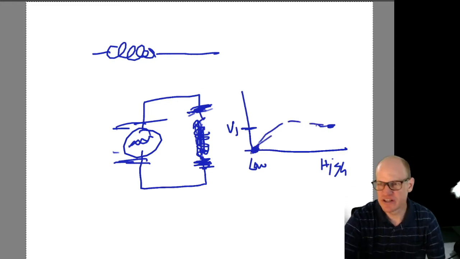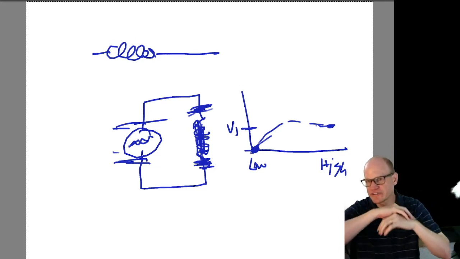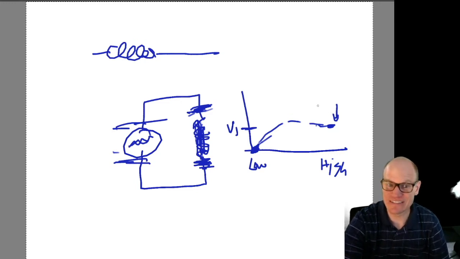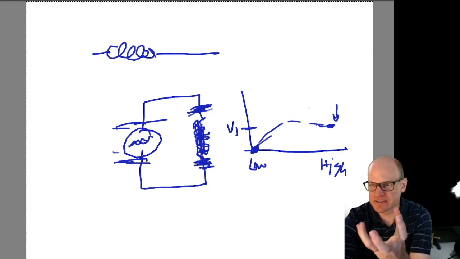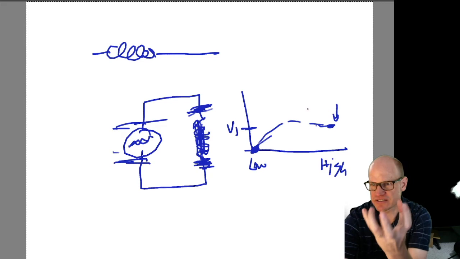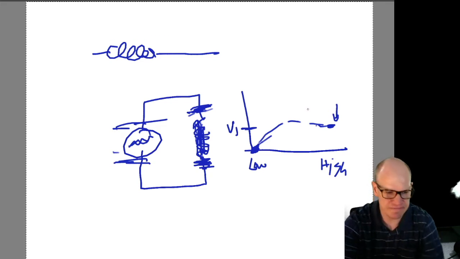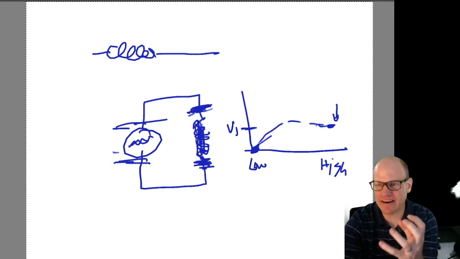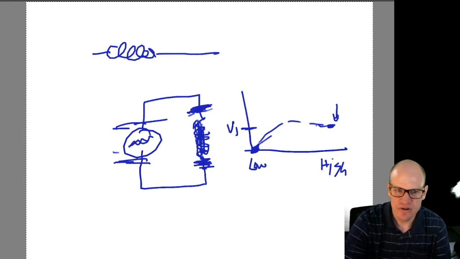At low frequency, there's no voltage drop at all. It acts like a short circuit. And at high frequency, it resists all change because the inductor is like a mass. And so if you try to oscillate a mass very quickly, you get very little displacement. So the inductor and the capacitor act exactly opposite to each other.